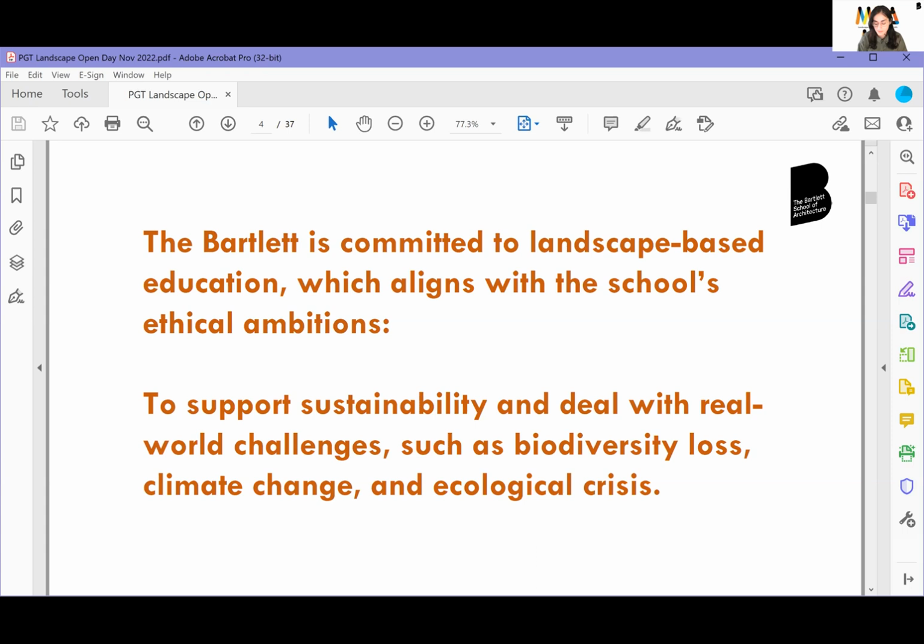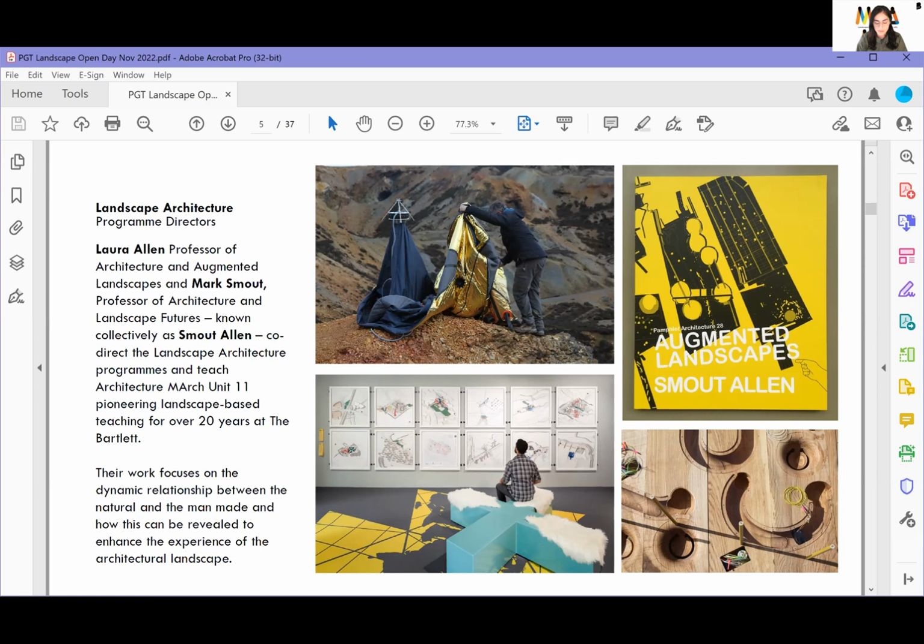To give you a bit of information about the founders and co-directors of the program, if you don't know them already: Professor Laura Allen and Professor Mark Smout run a design research practice called Smout Allen. Here you can see some of their works, their research and a published book as well. They've been pioneering landscape-based research for many, many years at the Bartlett, over 20 years before founding this program. Their work focuses on the dynamic relationships between natural and man-made landscapes and how this can be revealed through design projects and design research.